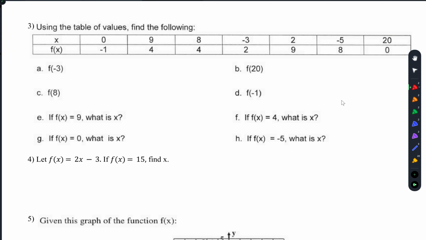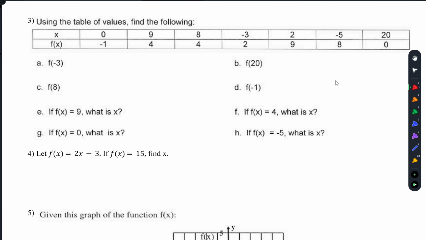Let's flip it over. These are really the problems they love to do on the ACT. They love to give you a table of values. So I have a table of values here in number 3. The top row is all my x's. Remember, those are my inputs. The bottom row is all the f of x's. Those are like my y values or my outputs.